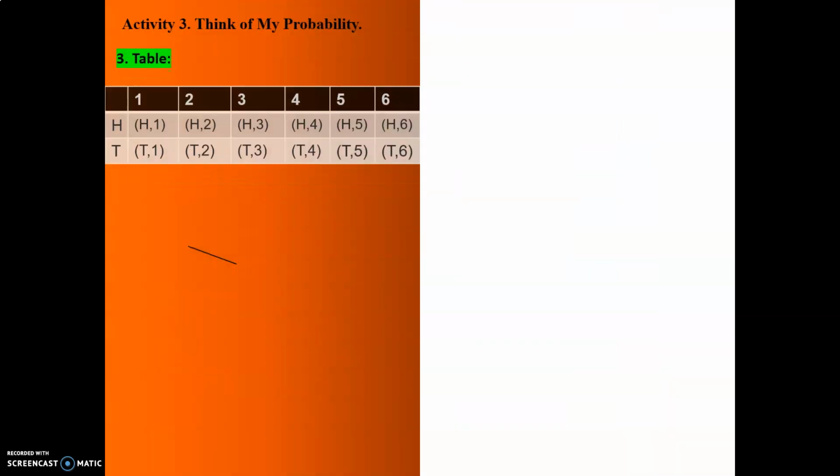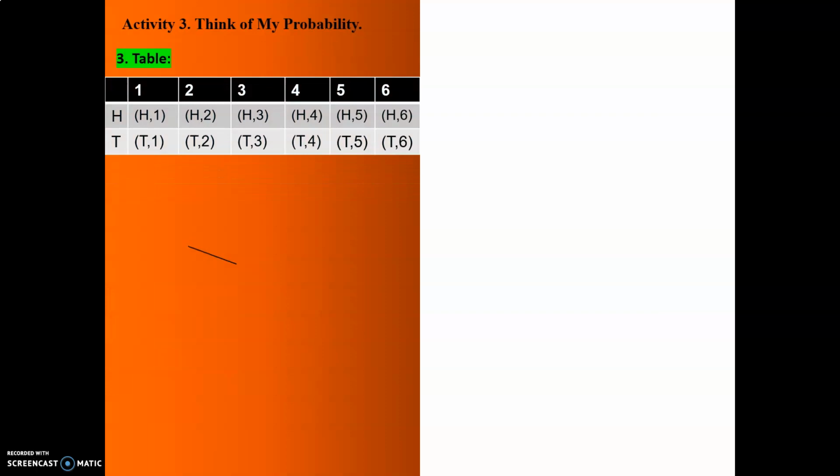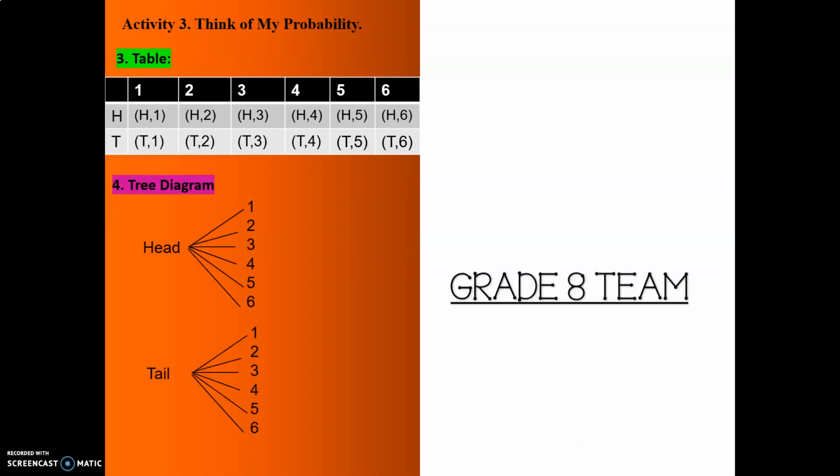For the table, we have the first row as the total outcomes for rolling a dice, 1 to 6, and for flipping a coin, head or tail. And these are all the possible combinations. And for the tree diagram, these are the possible combinations. That's it. As easy as that.